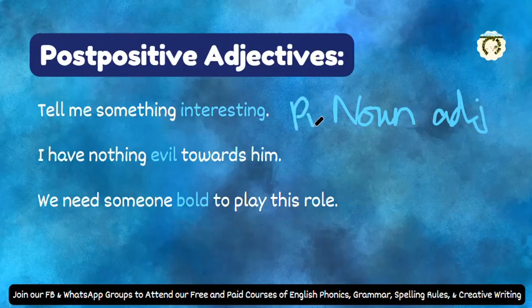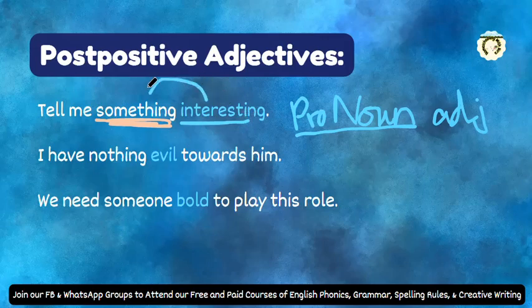You will also have nouns for them, but the most common way of using post positive adjectives is using them after pronouns. For example, tell me something interesting. This something is a pronoun here, right? And this word interesting, that is an adjective, is giving you information about something. Tell me something. Tell me something what? Something interesting, right?